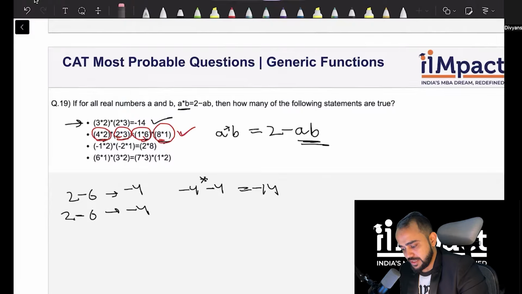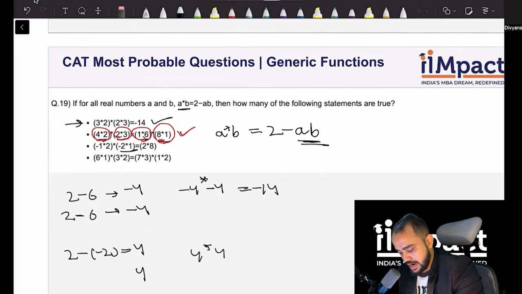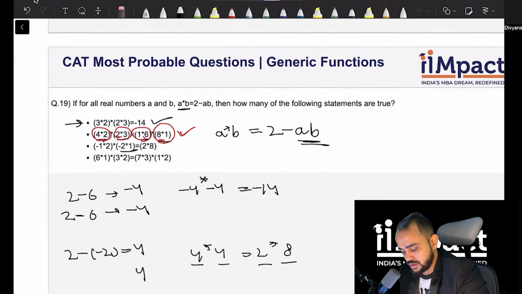The next one will be the third option. Minus 1 star 2 is going to be 2 minus minus 1 into 2, which is minus 2, that is 4. This will give the same, that is 4. So I have 4 star 4 as equal to 2 star 8. Same thing, 4 into 4 is 16, 2 into 8 is 16. So this will also be correct.